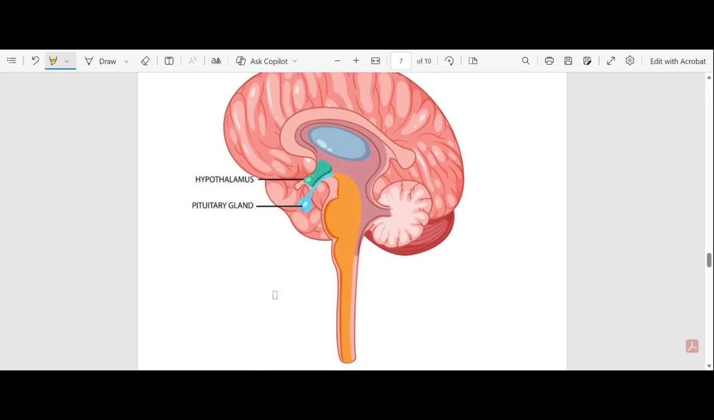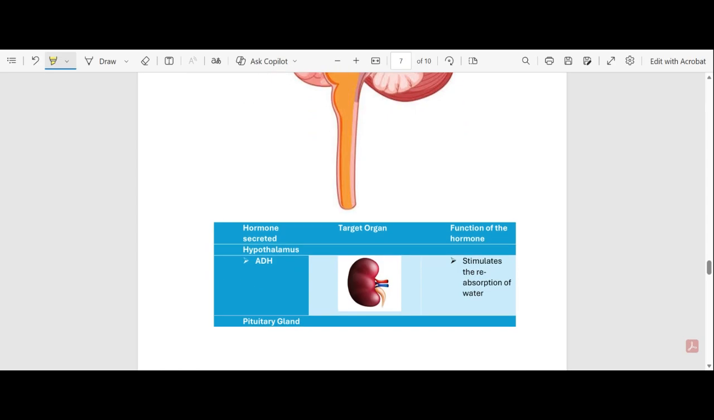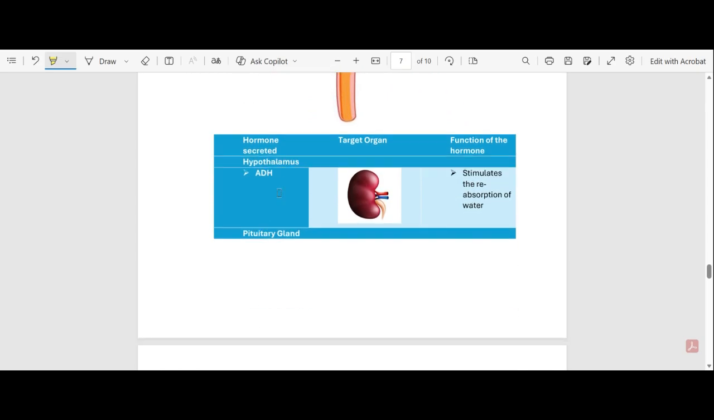So this is your hypothalamus. As we said, it's at the back of your pituitary gland, and in front you have your pituitary gland. So this is where they're located. This is the picture. Okay, let's look at the hormones. I created a table here, and this table is divided into three. We'll have the hormone secreted by the part of the brain, whether it's your hypothalamus or your pituitary gland, and we'll have your target organ, because remember, in the endocrine system as a whole, you need to have the gland, the hormone, and the target organ. So we'll have the target organ and also the function of the hormone.